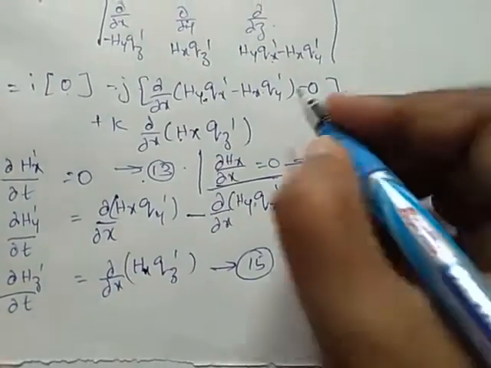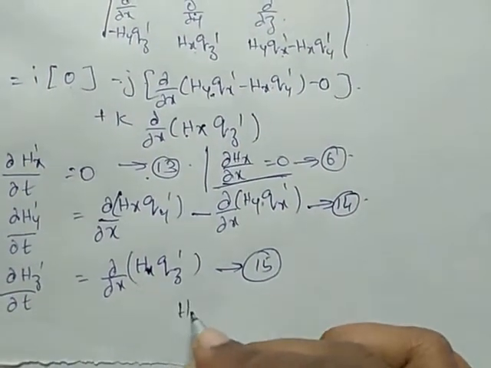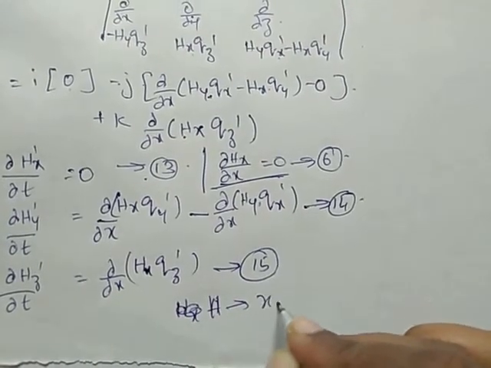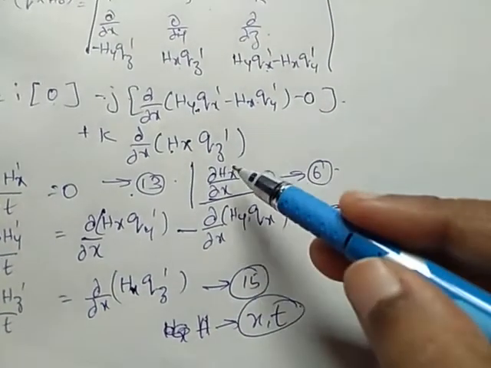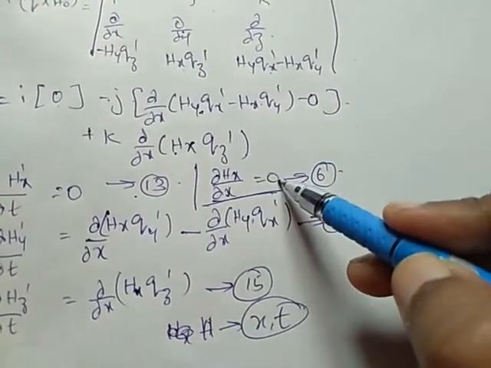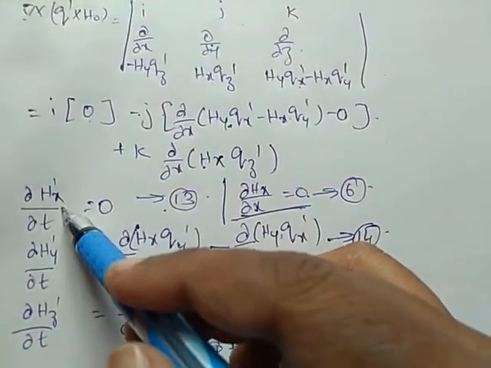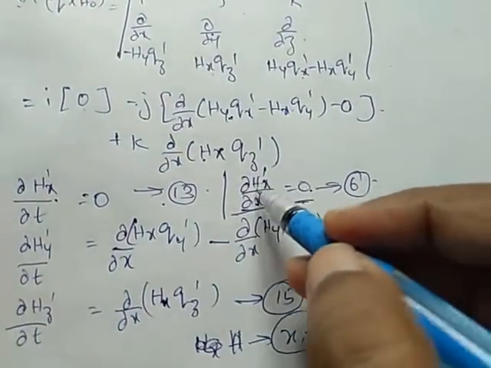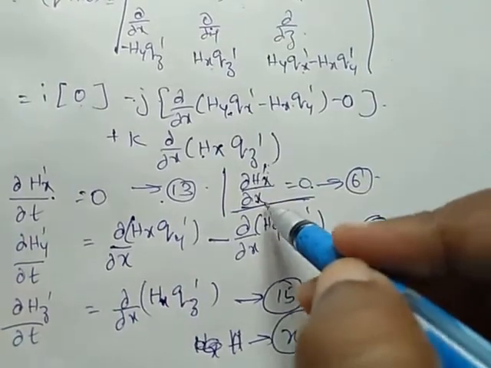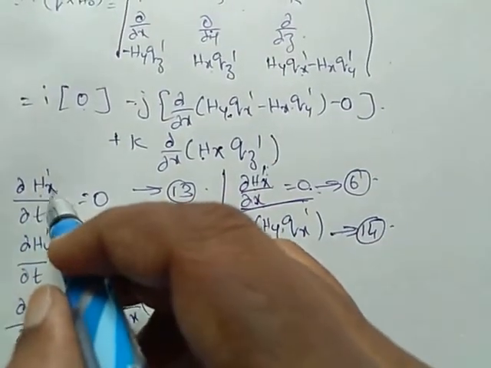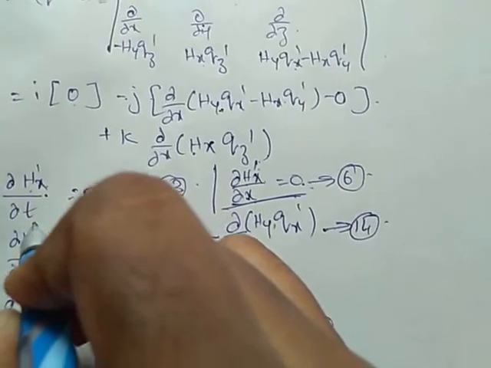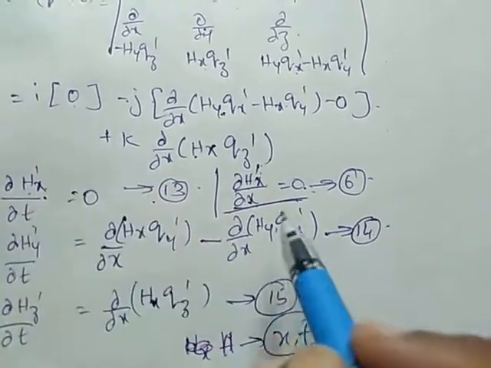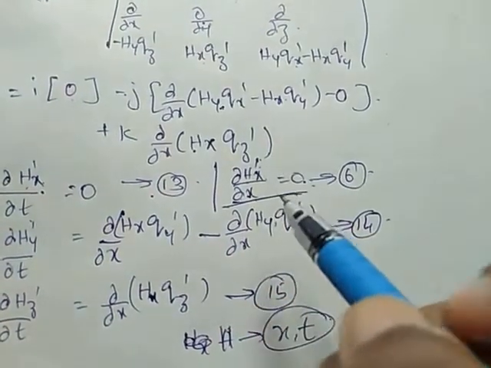Actually, we have assumed h is a function of x and t. But the differentiation of Hx with respect to x is 0. Differentiation of Hx' with respect to x is 0. Differentiation of Hx' with respect to t is also 0. So it means that Hx' is equal to 0.